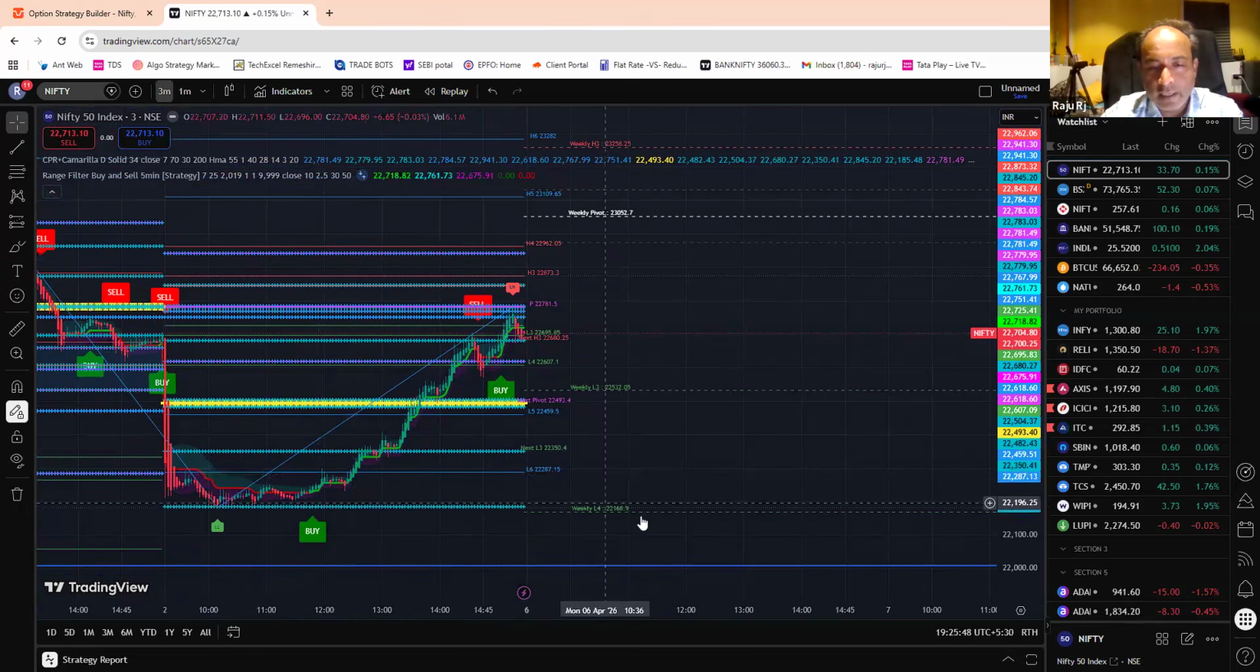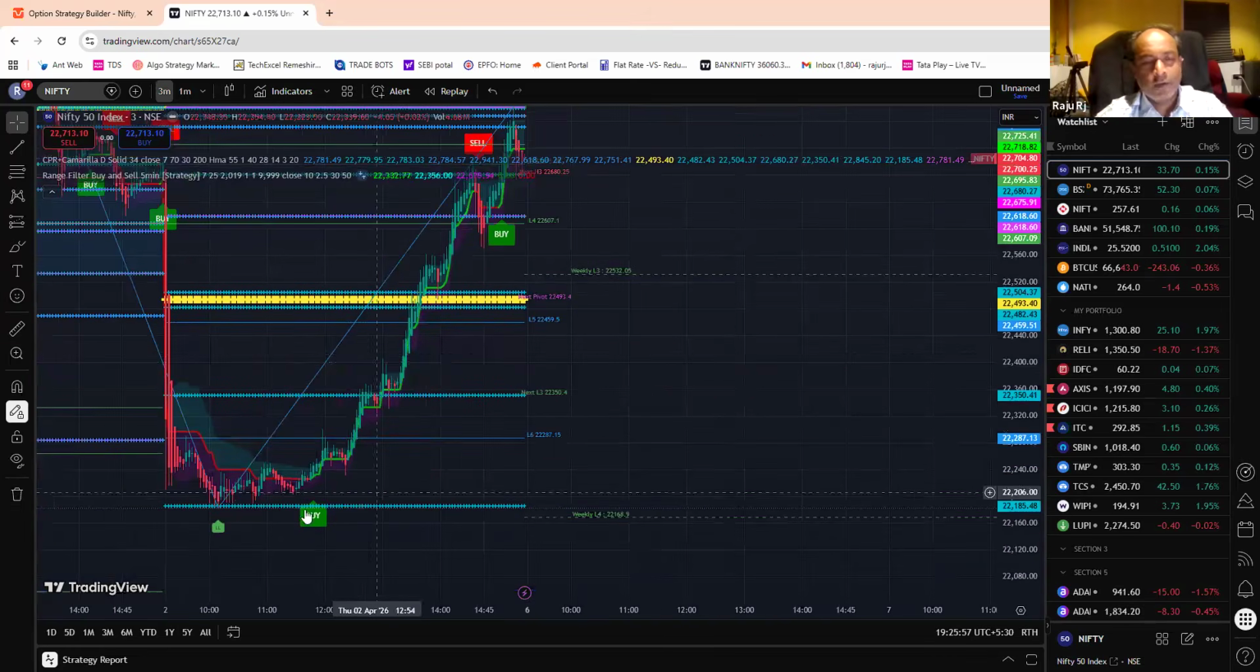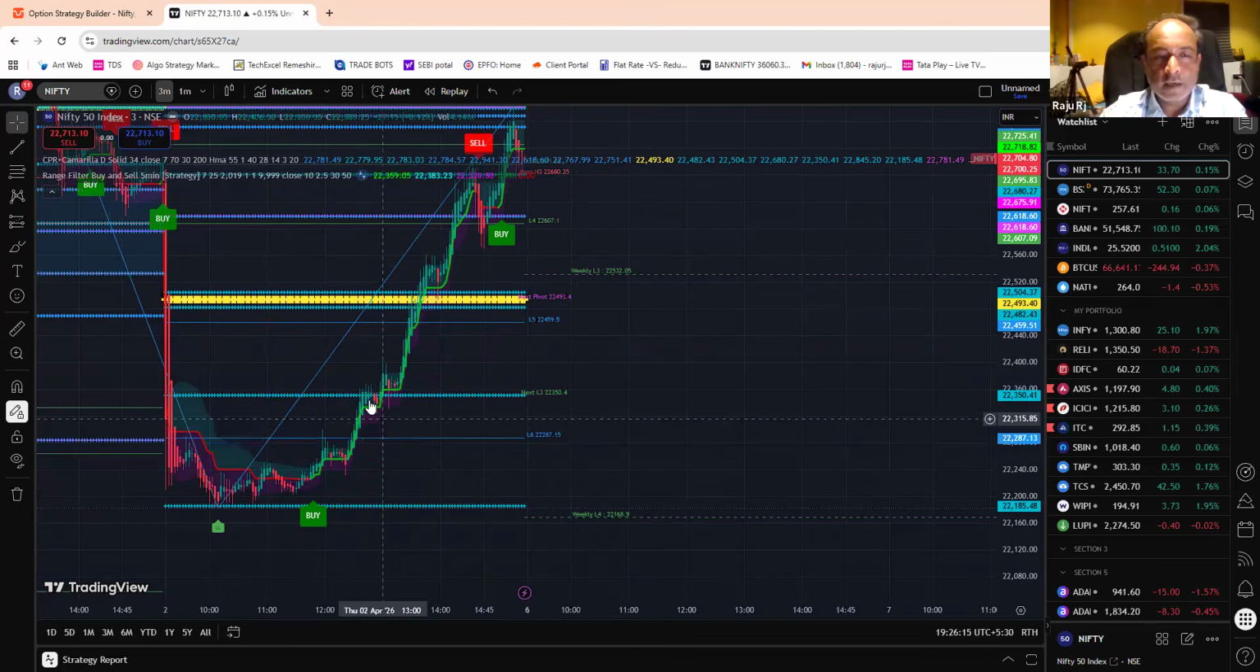If you see here, the weekly L4, it respected like anything. Just guessing. I have not done any modifications here. You can just see this bar. Okay, this is again the weekly setup, weekly L4. This was the stop loss here. Okay, if you'd have entered here, above this also with the 3 minutes L6, 22,287. You can just check out here.